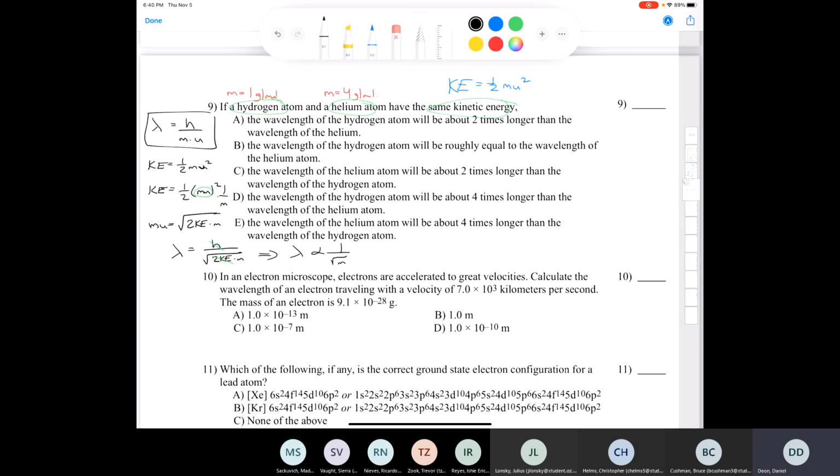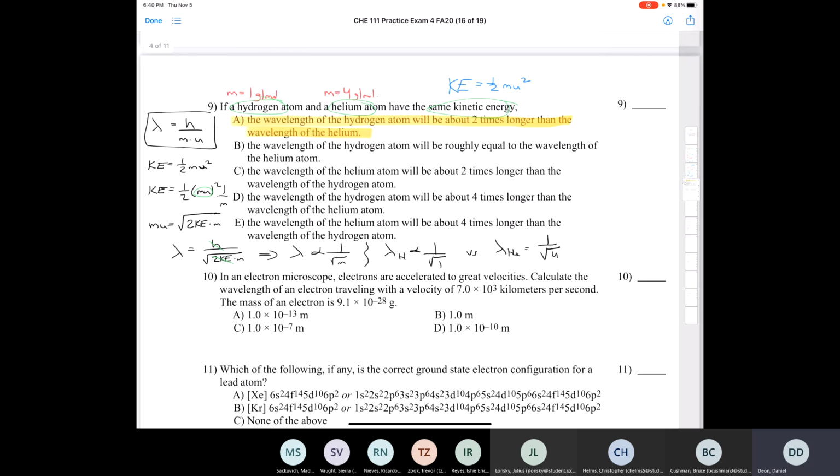Well, what are the atoms you're comparing? For my hydrogen atom, the wavelength is going to be proportional to 1 over the square root of 1, versus the wavelength of the helium, which is going to be proportional to 1 over the square root of 4. What's the square root of 4? It's 2. So that means that the helium wavelength is going to be half as long. Another way of phrasing that is that the wavelength of the hydrogen is going to be 2 times longer than the wavelength of the helium.